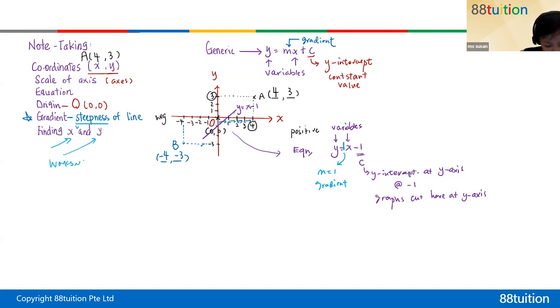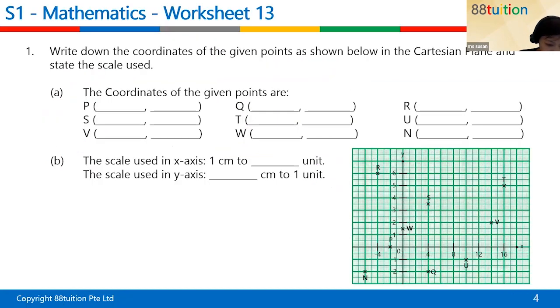So from here, we can proceed to the worksheet. All right. So far, okay. Can I have a quick check? I hope this very summarized notes can help you to understand better in order to carry out today's lesson. So far, so good. Okay, let's start. All right. Now, write down the coordinates of the given points below, right?